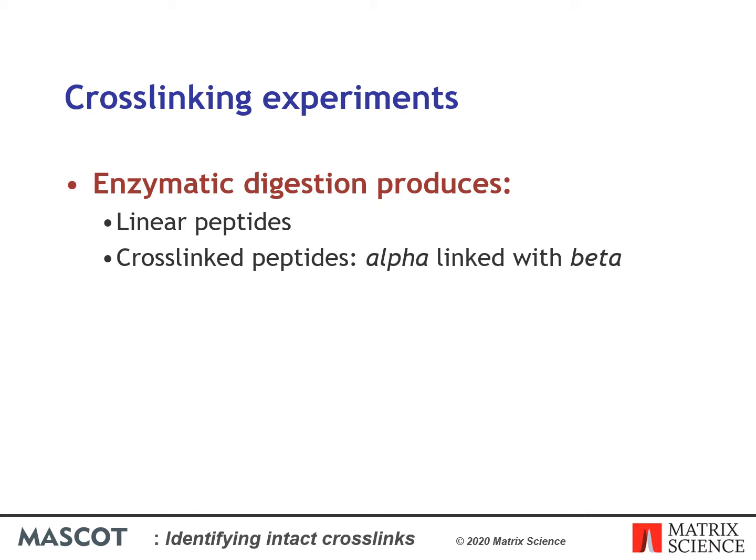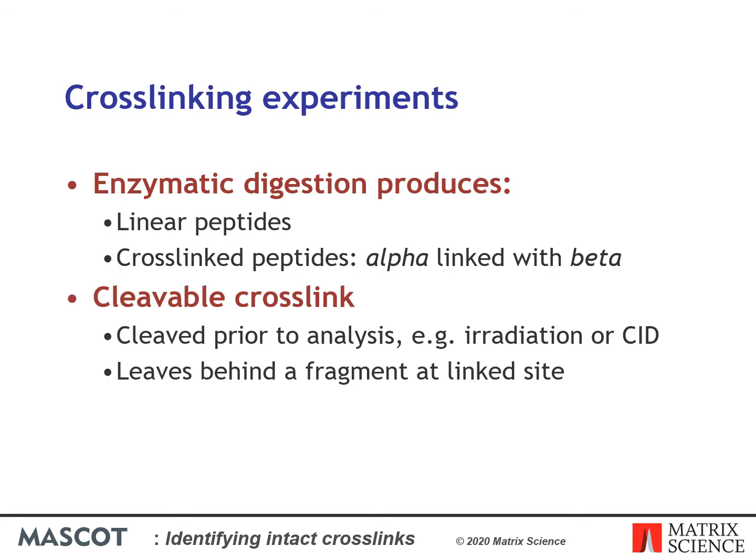How cross-linked peptides appear to a search engine like Mascot depends on the type of the linker. Cleavable crosslinks are designed to be cleaved prior to analysis by various means like irradiation or CID. The link cleaves asymmetrically so that the alpha and beta peptides carry linker fragments with different mass. The fragment is modeled exactly like a variable modification on a linear peptide. The linear peptide matches are then paired up by a post-processing algorithm which figures out which peptides come from the same cross-linked precursor.